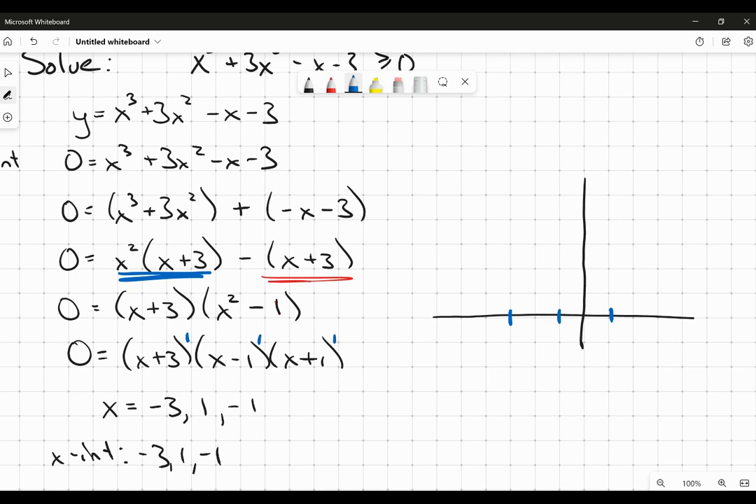Now, this is all stuff that is assumed that you've worked through before. So that means the graph is going to come up, pass right through the negative 3, come down right through the negative 1, and then back up right through the 1. That is the general look of our cubic. The question that we're being asked is, for what values of x is the y coordinate greater than or equal to 0?